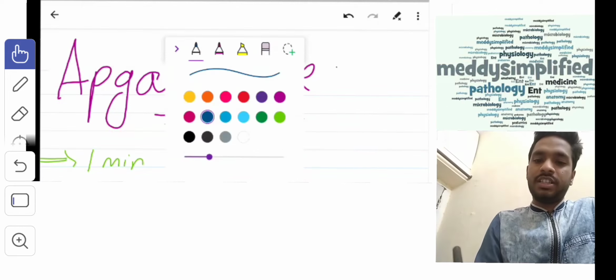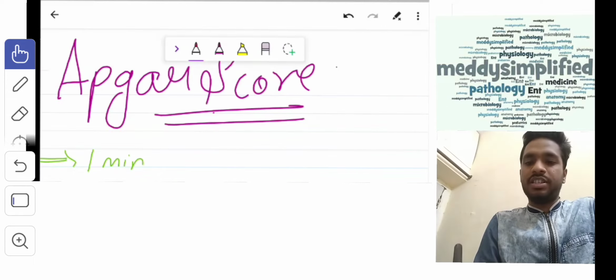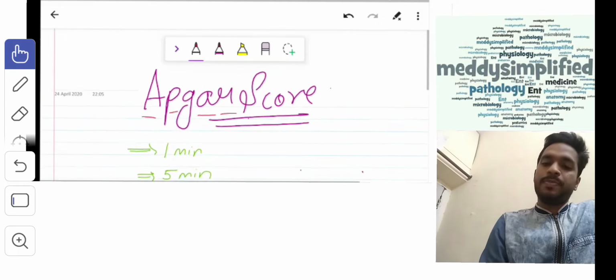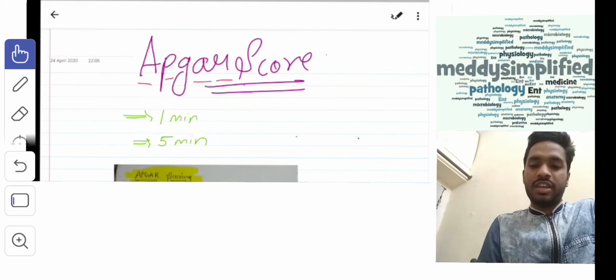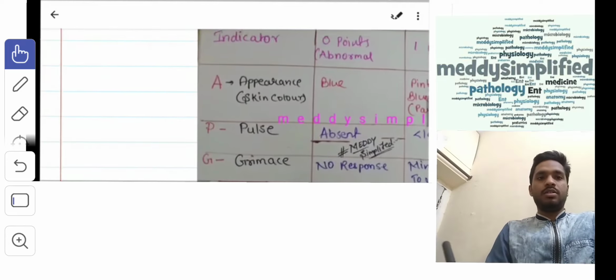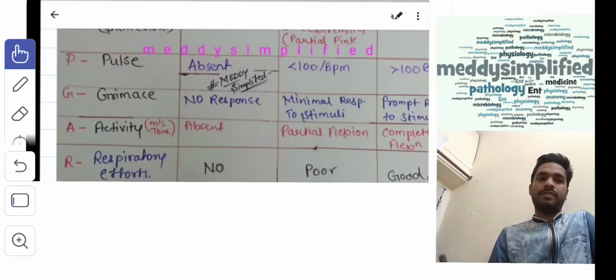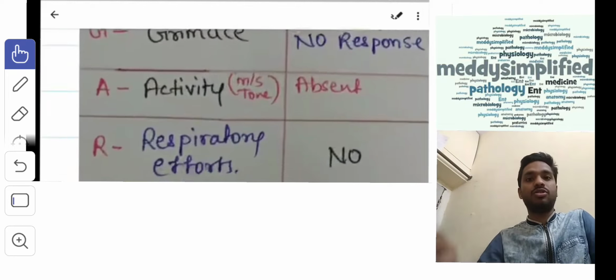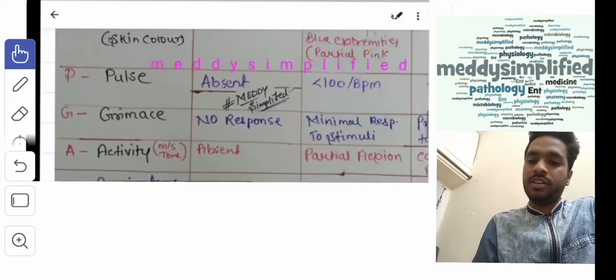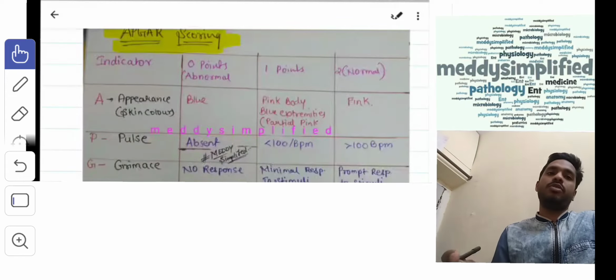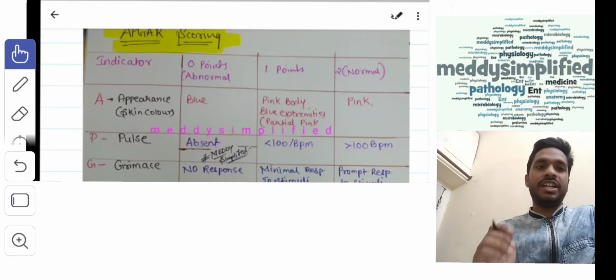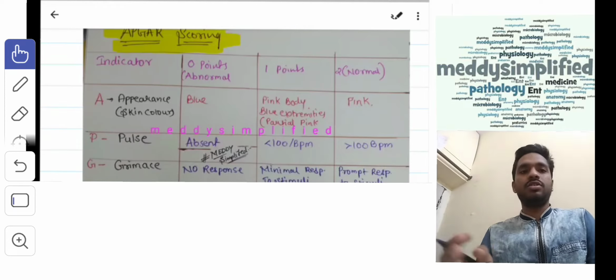Everything in this Apgar Score, that is A, P, G, A, R, has some value. These are the indicators. A is for appearance, that is skin color. P is for pulse, G is for grimace, A is for activity, and R is for respiratory effort. For each indicator we have a pointing system of 0 to 2 points. 0 is abnormal, 1 is in between, and 2 is normal.